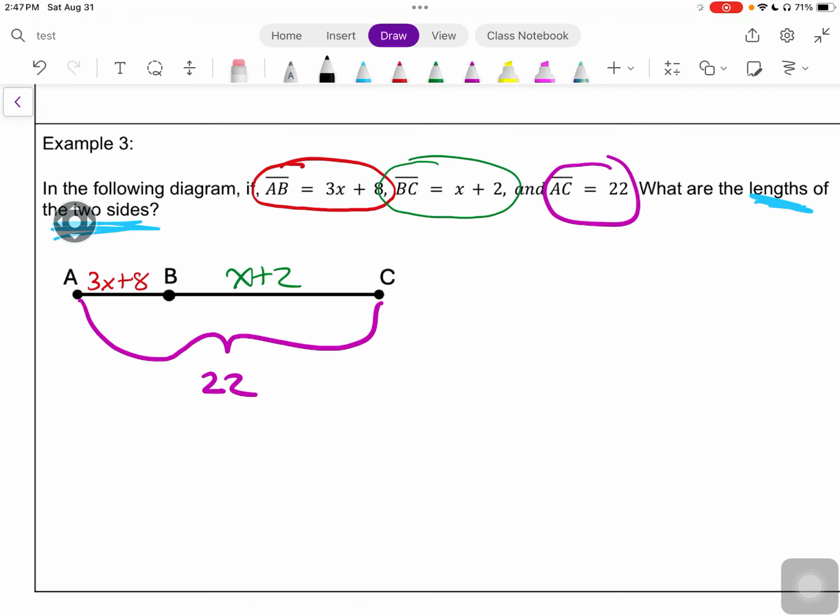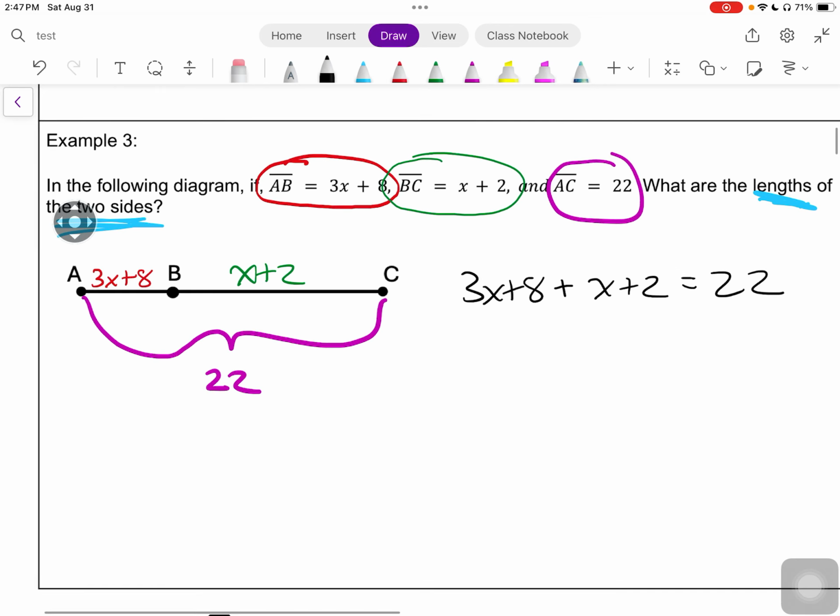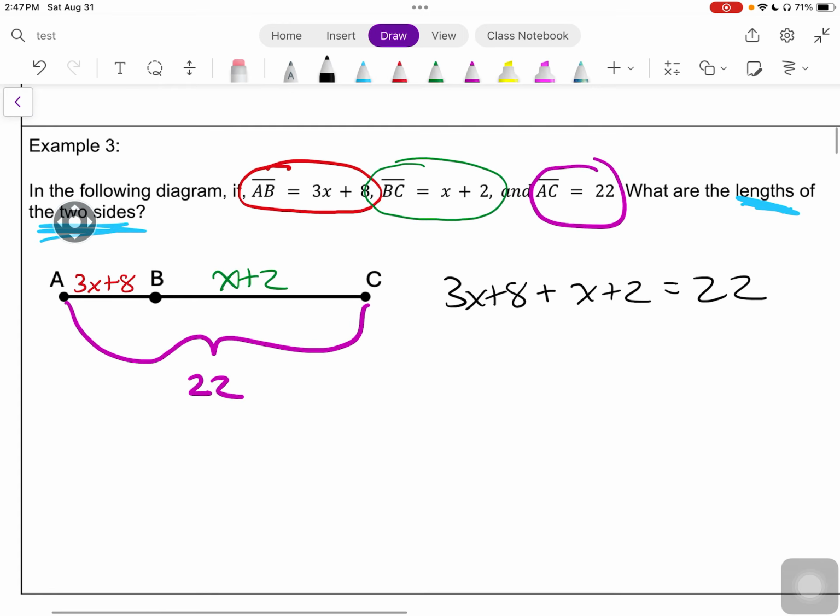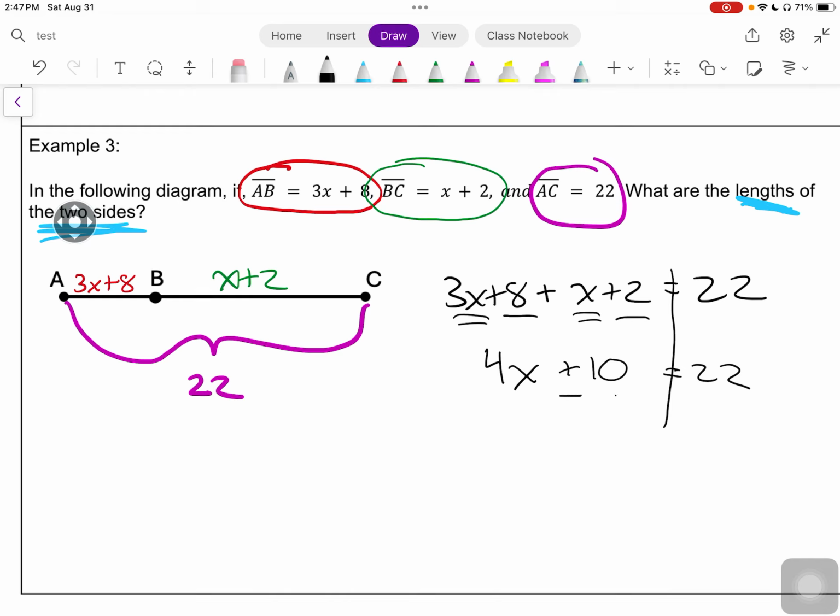We have 3x plus 8 plus x plus 2 equals 22. Again, I would put my line down the equal sign for my algebra skills here. Probably make life a little easier for you. So we got 3x plus x is 4x, 8 plus 2 is 10. Now we have nothing left to combine, so we're going to move things to the other side. Subtract 10 from both sides. We got 4x equals 12, and then we have x equals 3.